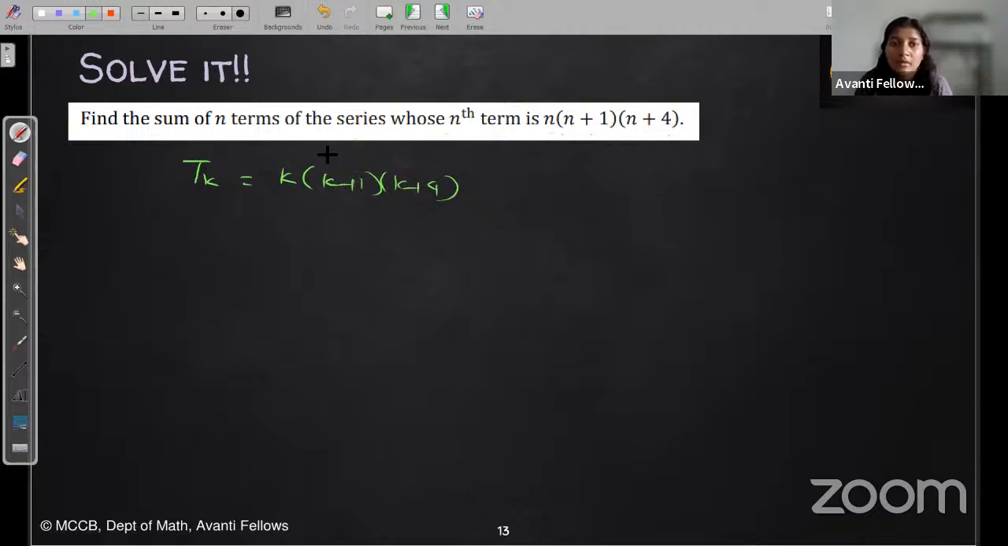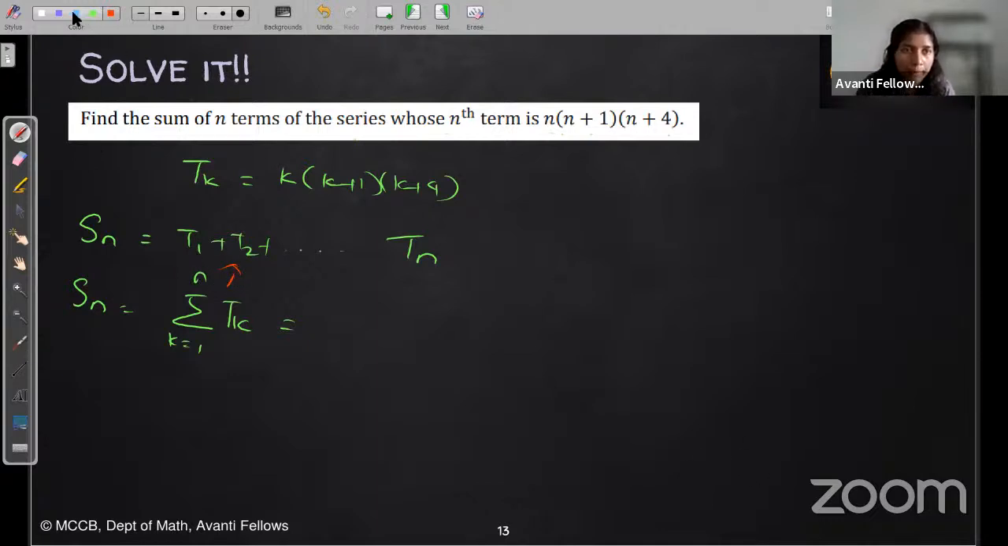They're asking us to find the sum of n terms, that is Sn. So Sn will be equal to T1 plus T2 plus so on up to Tn. So I can write Sn is equal to summation from k is equal to 1 to n Tk. Just replace k by 1, 2, 3, 4, and you will get this itself. Now, summation k is equal to 1 to n, replace Tk, that is k into k plus 1 into k plus 4.